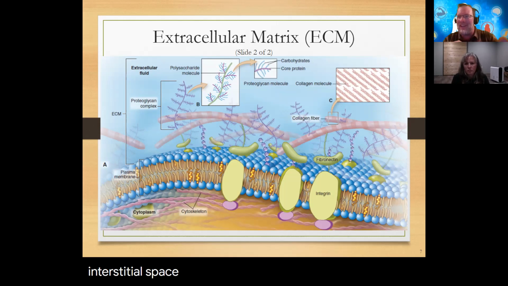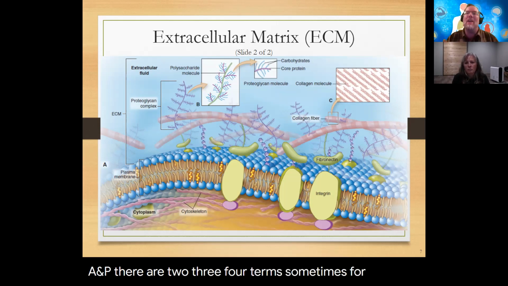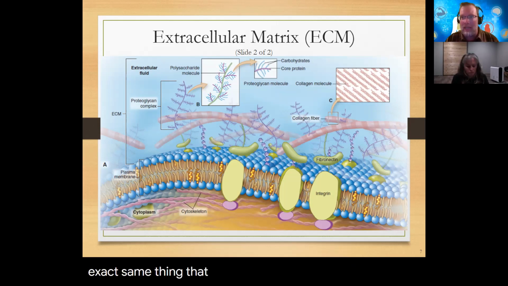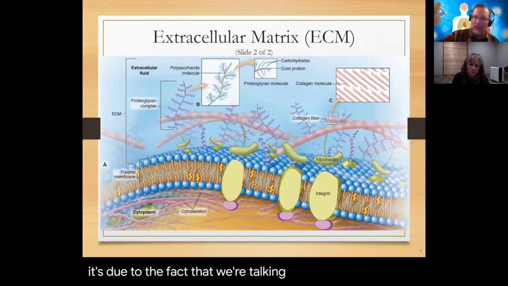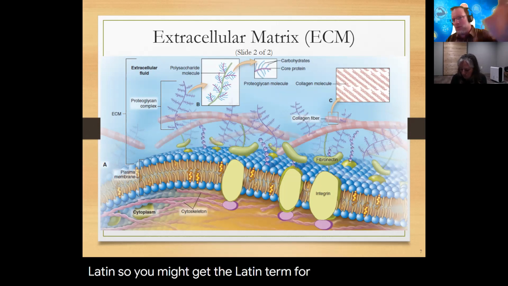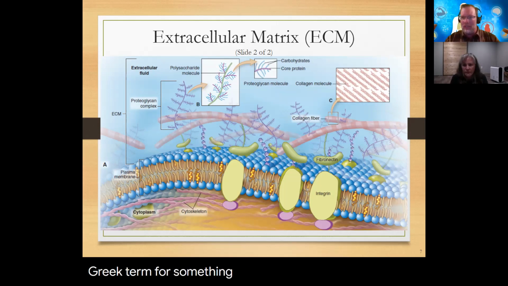It's the same thing. That's the thing about A&P. There are 2, 3, 4 terms sometimes for the exact same thing. That lends to confusion. I get that. Some of it's due to the fact that we're talking Greek and we're talking Latin. So you might get the Latin term for something and the Greek term for something, two completely different terms that mean the exact same thing. So I think that's sometimes where confusion comes in.